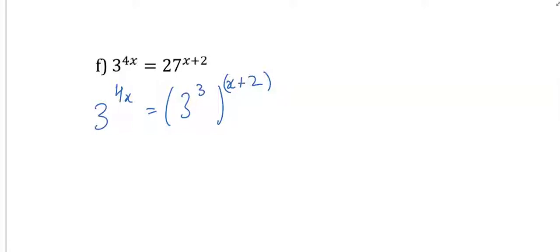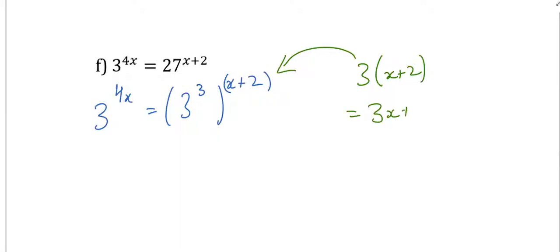And remember what we did when it was a power of a power? So I've got a power to a power. We multiply. And this is like 3 times x plus 2, the whole thing, right? Which is 3x plus 6. So I'm going to do that part first. 3 times x and 3 times 2.